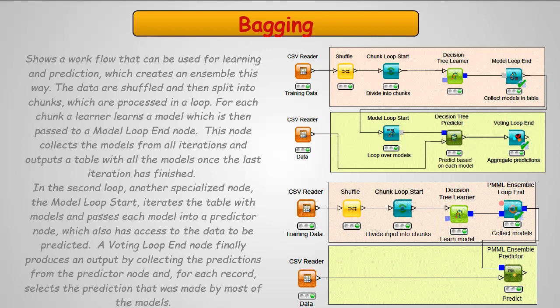The model loop end is going to feed a model loop start. And that's where we're going to take our testing data. The training data fed the first loop. Our testing data feeds the second loop to the decision tree predictor, which is going to run through each of the models. And it ends with a voting loop. And the voting loop is going to create the aggregation of our predictions. The bottom half, by the way, you see a slightly different permutation of it where we're generating a PMML model so that you can export this prediction into any other tool.